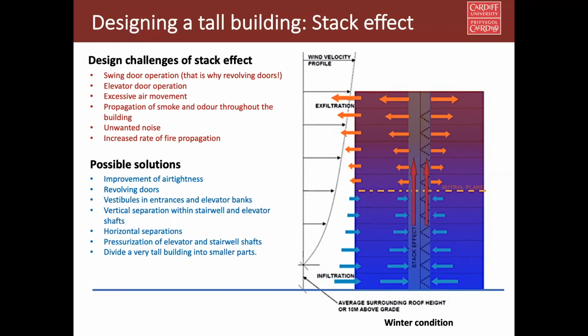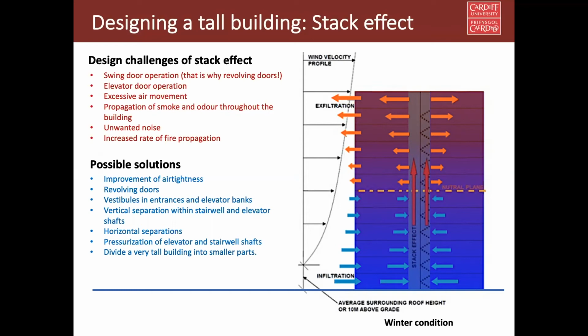If the building is airtight, it is already pressurized, so stack effect would be lessened. Now, number two is revolving doors that we talked about already. Number three is vestibules in entrance and elevator banks. By vestibule, we mean there's lobby space. So if we have a secondary space, that can work as a buffer for a stack effect. That would be really, really helpful.